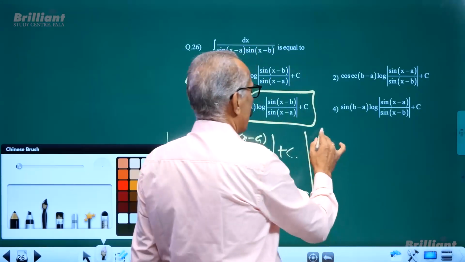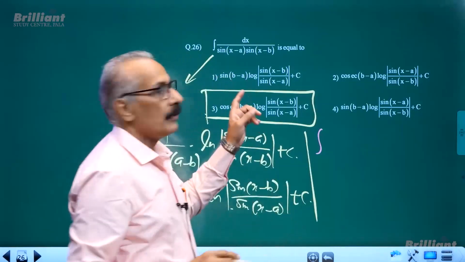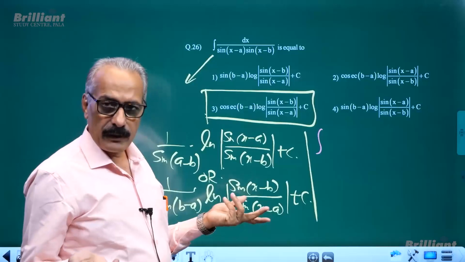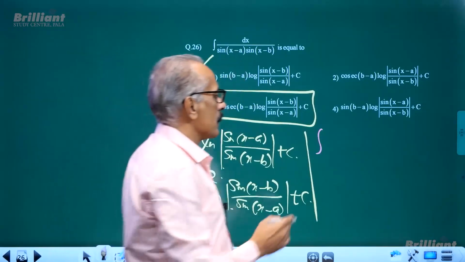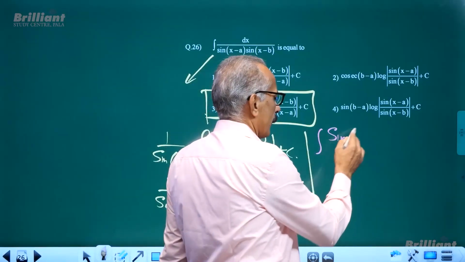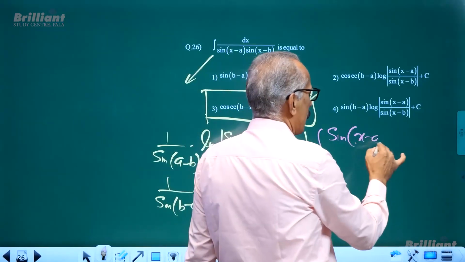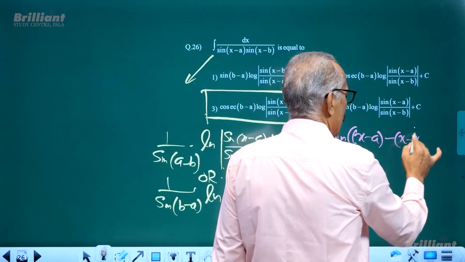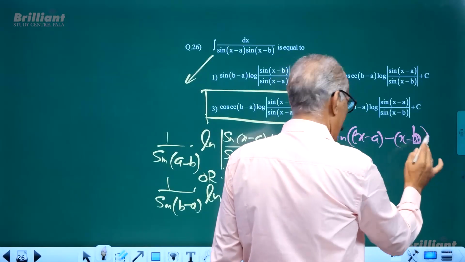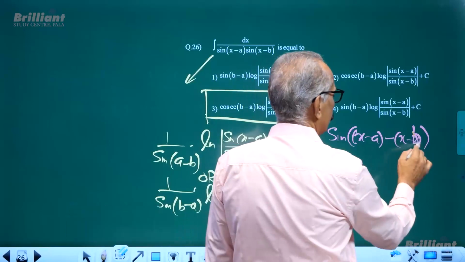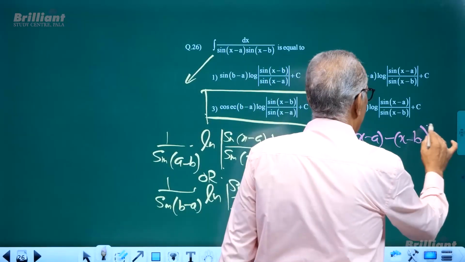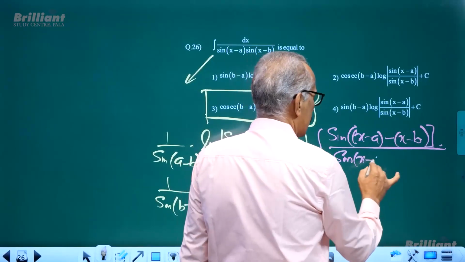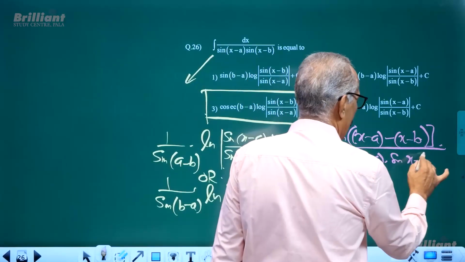Look, you have the integral. Either you apply cot A minus cot B, or here A minus B is there. I write in the numerator sine of (x minus a) minus... of sine of (x minus b). I just write it, it's not true, we will adjust it. Sine of (x minus b) divided by sine of (x minus a) into sine of (x minus b).